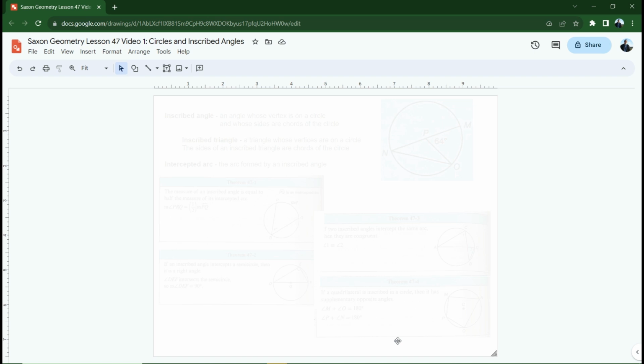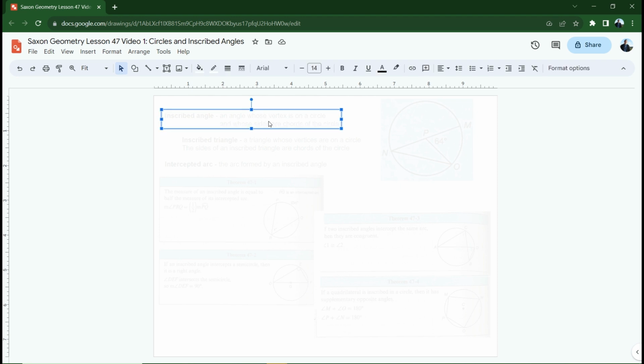Hey, geometry students. In this lesson, we're going to be talking about circles and something that we can do inside a circle. We can inscribe angles. And because we're talking about inscribed angles, and one of the most common figures that we use with angles is a triangle, we're going to be specifically talking about inscribed angles in triangles in this lesson as well. We're going to start off with the definition of what an inscribed angle is.